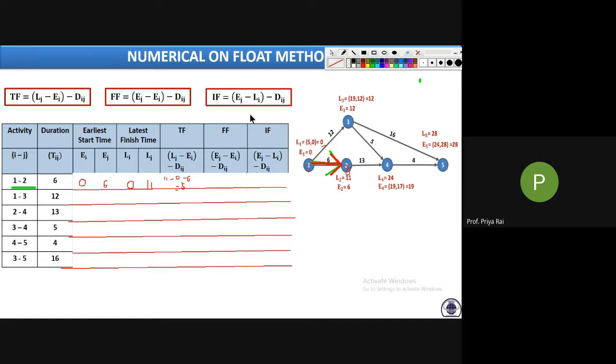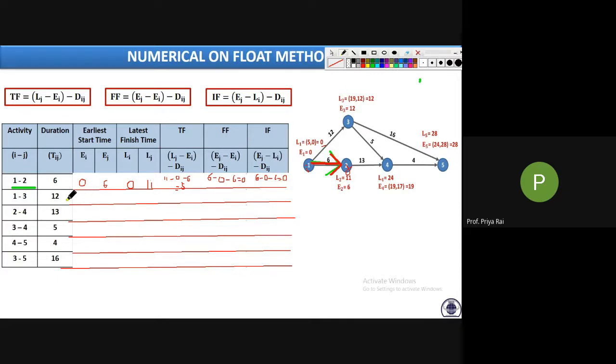Similarly, what will be FF? See, Ej minus Ei minus Tij. Ej is 6 minus Ei, 0, minus Tij, which is 6. So the answer is 0. Similarly, IF is Ej minus Li minus Tij. So 6 minus 0 minus 6 is again 0. Clear?